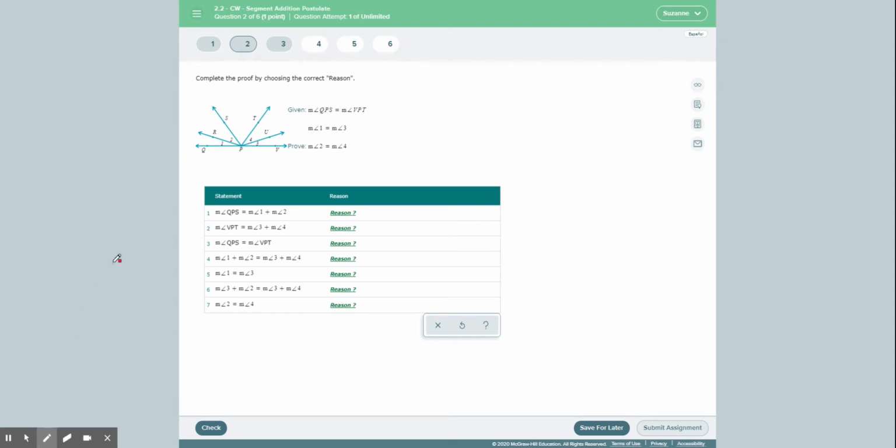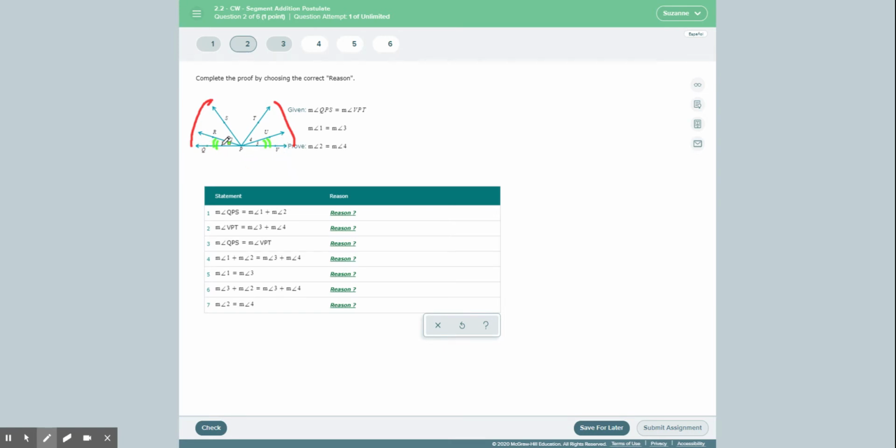So the idea of this question is you're given two pairs of angles that are congruent, and you want to prove that a third pair is congruent based off of that information. So conceptually, angle QPS, this one, is congruent to angle VPT. So these two are the same. And then angle 1 and angle 3, so that's these little guys in here, are the same.